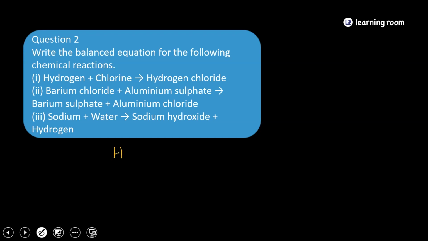First, hydrogen plus chlorine gives hydrogen chloride. So you have to balance. On the reactant side you have 2 hydrogen, 2 chlorine. When you are balancing, it will become 2HCl. Very good. So now all are balanced, no?